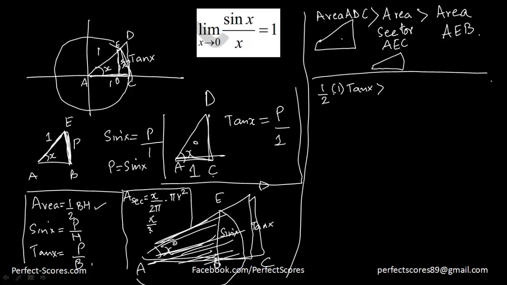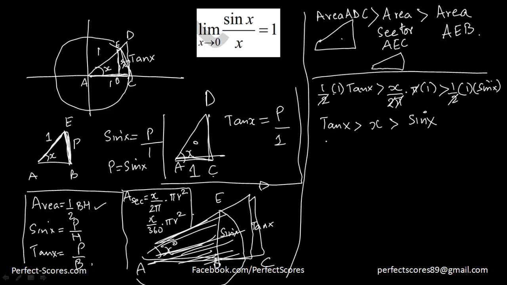We can even call it x by 360 into pi r square, right? So I'm going to call it x by 2 pi into pi r square, which is pi into 1 square, which is going to be greater than the area of AEB, which is going to be half into base. So the base is equal to 1 into height, which is equal to sine x. So this pi and this pi are going to cancel out, and this 2 is going to go away. So I'll have tangent of x is greater than x, which is greater than sine x.